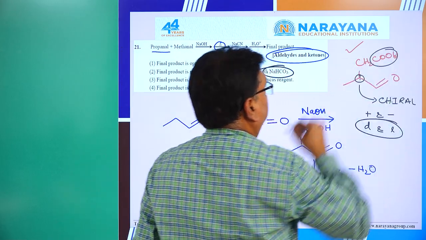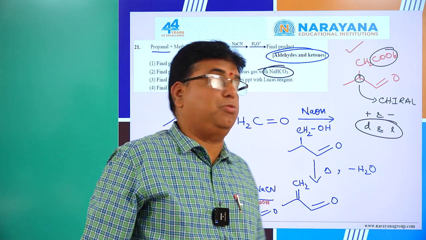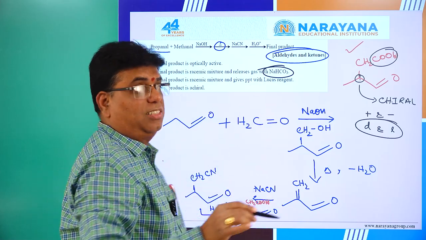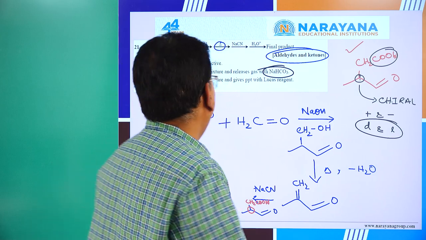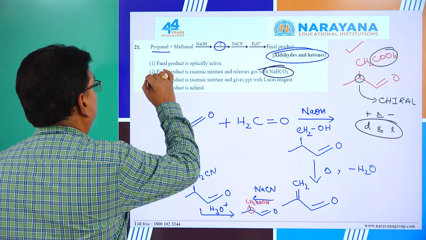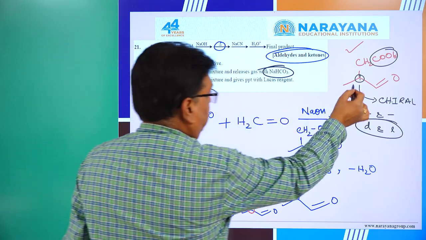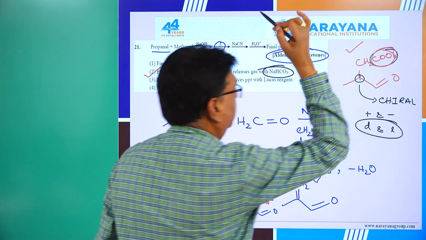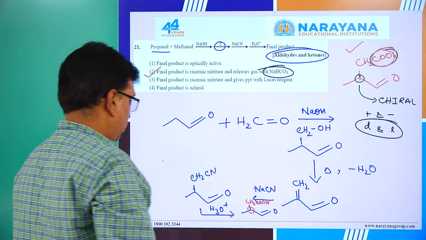And it also reacts with NaHCO3. What you have is COOH. So COOH will react with what? NaHCO3. Produces what? Releases gas. What is the gas that is released? Carbon dioxide. COOH reacts. So finally the answer is second option. Final product is a racemic mixture and releases gas with NaHCO3 because of COOH group. Okay? Right?